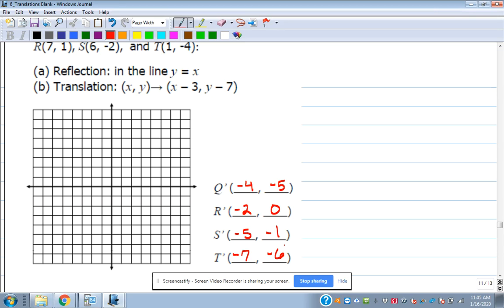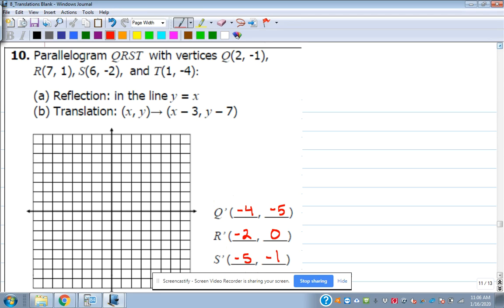If it's y equals negative x, that's when you change the sign. Y equals negative x changes the signs. Y equals x just swaps. Okay, and then you would plot the pre-image and then the final image of that.